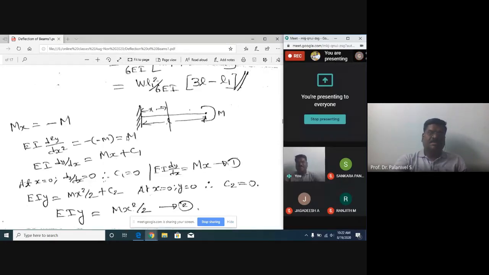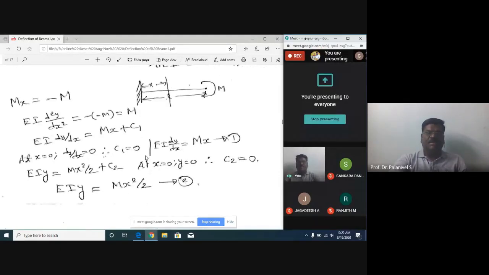Because M is constant, if you integrate with respect to x, you get M into x plus C1. Now I am evaluating the integral constant. At x equal to 0, dy by dx equal to 0, which implies C1 equals 0. Therefore, EI dy by dx equals M into x. It's not M suffix x, it is M into x. This is equation 1. Next, you integrate again.